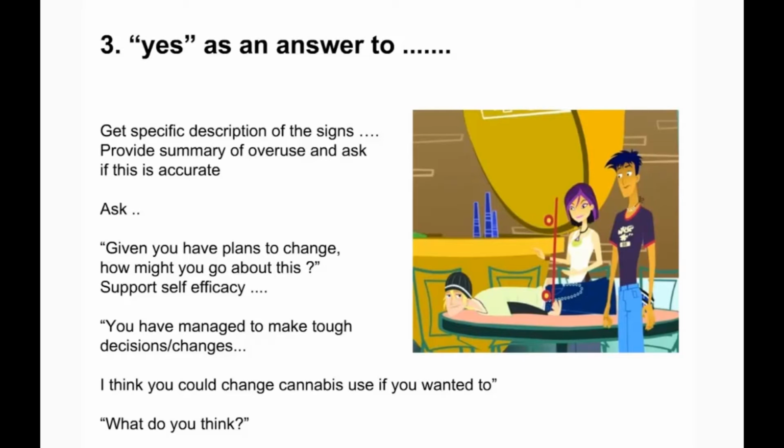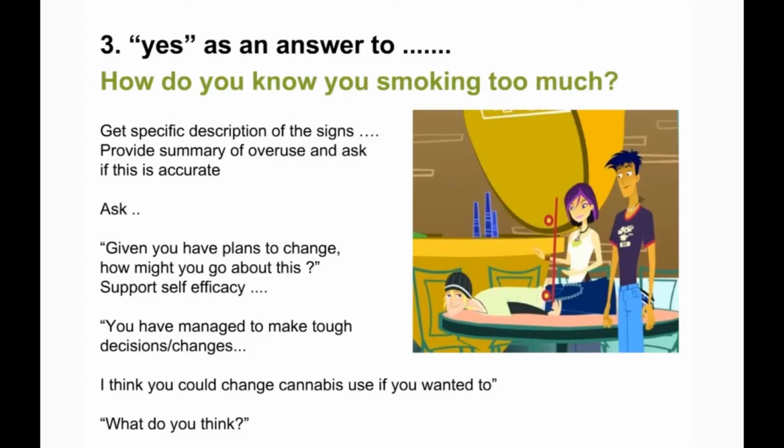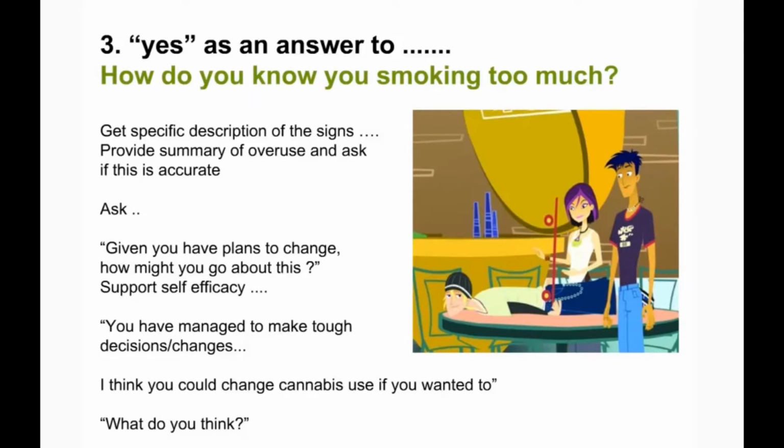So getting back to, yes, I might be interested, even if it's a 4. So how do you know that you're smoking too much? And get specific descriptions, as it's written up there, of signs, and provide a brief summary of overuse and ask if it's accurate. So ask, given that you plan to make some change, how might you go about this? Support self-efficacy again. And as I said earlier, you've made some tough decisions, and so on. I think you could change your cannabis use if you wanted to. So what do you think? What do you reckon?